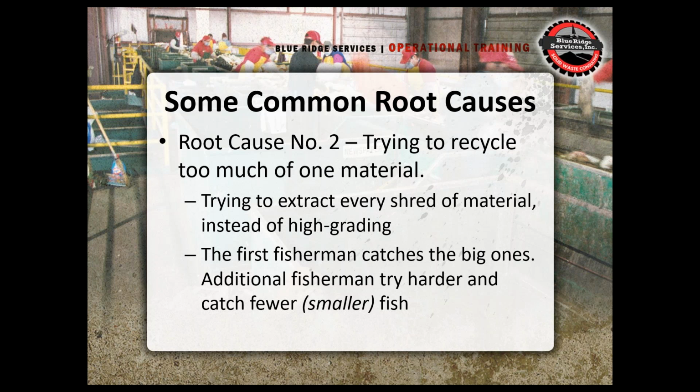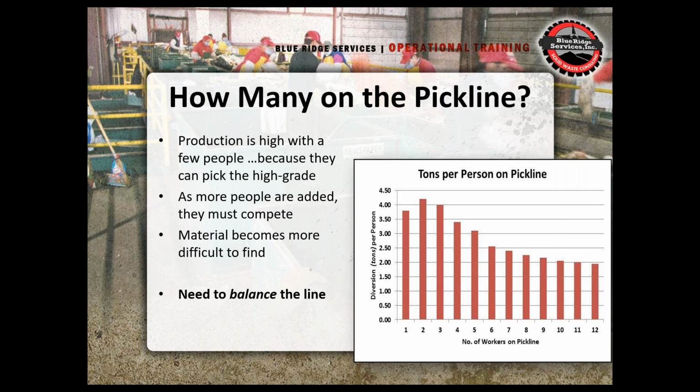Here's something to think about. If you've ever gone fishing, you know that the first fisherman at a good spot usually catches the big ones, and the more fishermen that show up, they have to try harder and catch fewer, smaller fish because the good pickings go fast. On a pick line, it is the same way. The first few stations on a pick line can be very effective because they get to see everything and they can high grade. The more people you add, the more difficult it becomes.